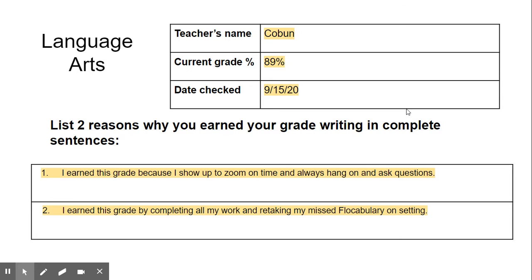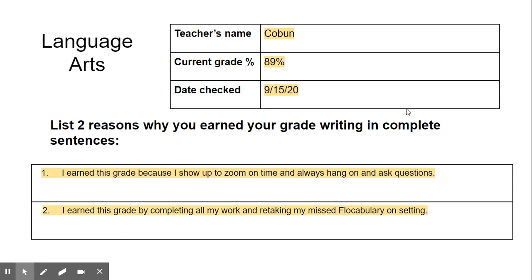So, academic classes, how am I doing? In language arts, I have Mr. Coben. You know that. My current grade is an 89%, and I checked that on the 15th. And 89% is a B plus, and I'm feeling pretty good about that. And I'm excited to be getting letter grades.